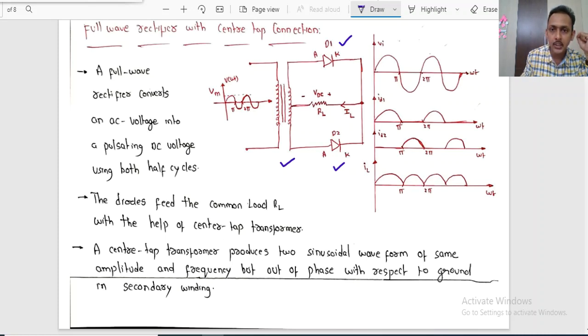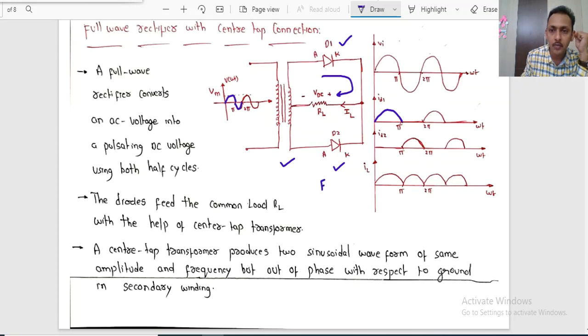For example, in these two diodes, during the positive half cycle of the input, diode D1 will be in the forward bias state and diode D2 will not be conducting. So the current flows through the diode D1 onto the load resistor RL during the positive half cycle. You can observe in this waveform that it conducts within the time period 0 to pi. Now, during the negative half cycle, within the time period from pi to 2 pi, the diode D1 will be reverse bias and the diode D2 will be forward bias.